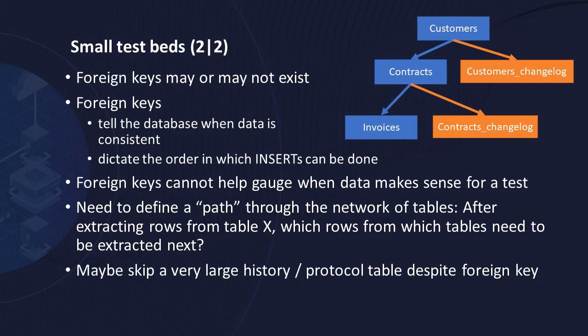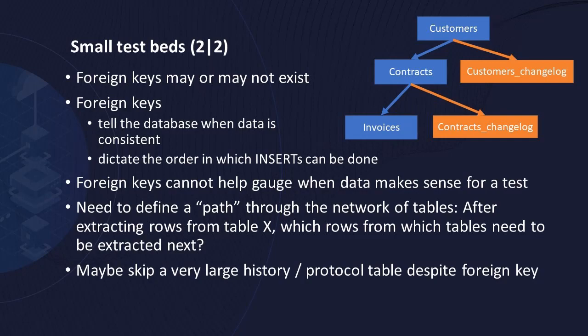From the database's point of view, contract is a parent table of contract changelog, just like it is a parent table of invoices. But in a test scenario where I'm testing a program module that prints invoices, I'm only interested in the contract itself and the related invoices. I couldn't care less about the history of the contract details. This means that the two child tables have a different meaning for me.